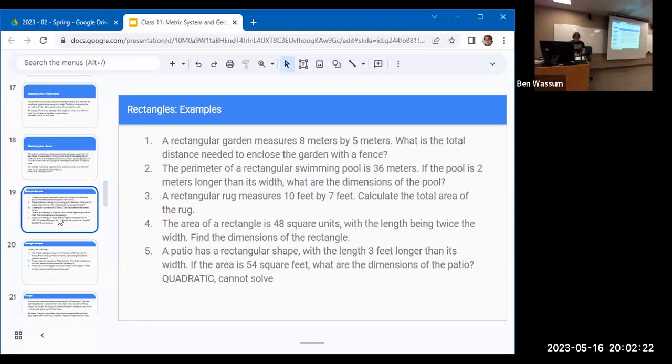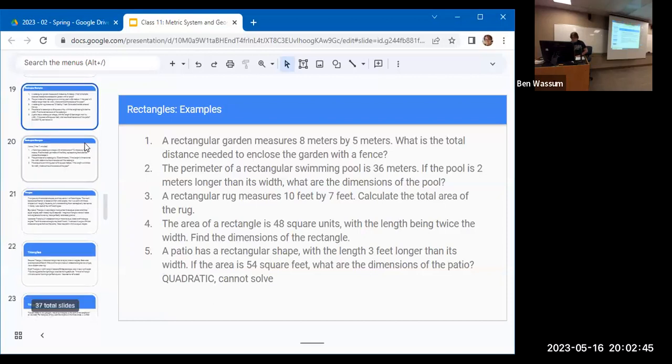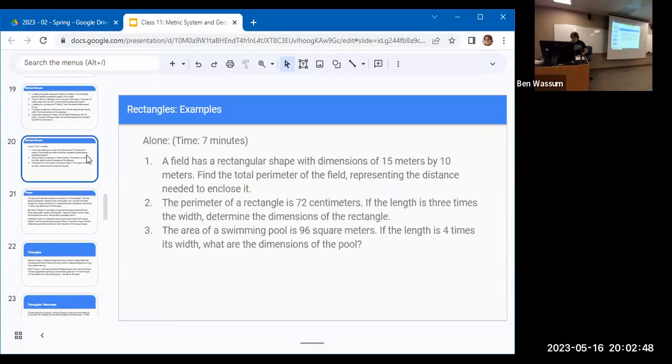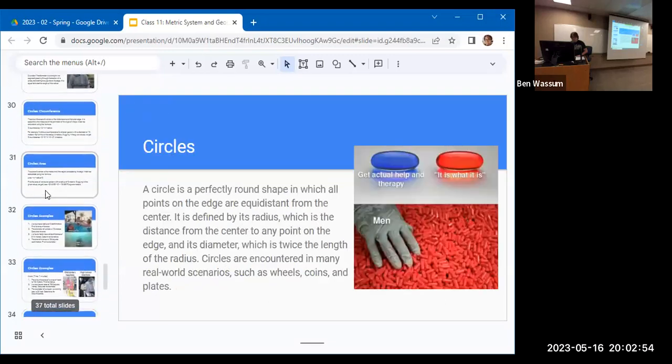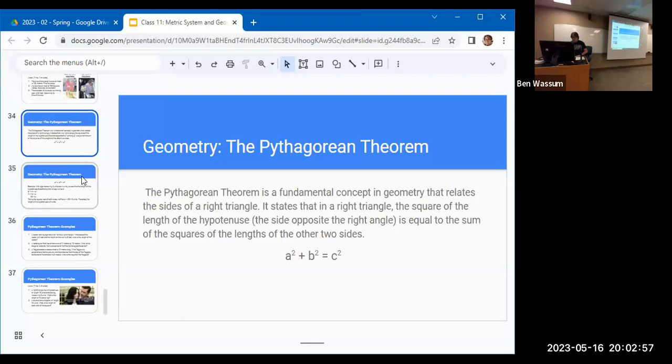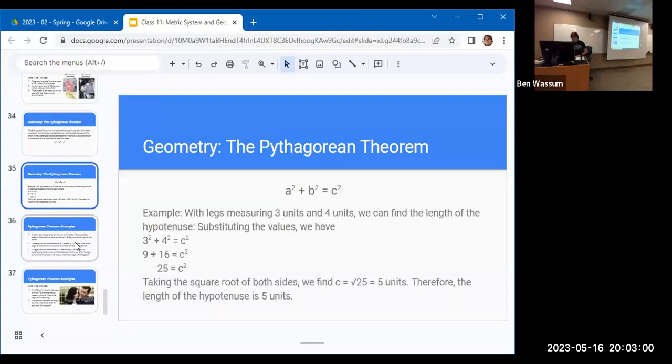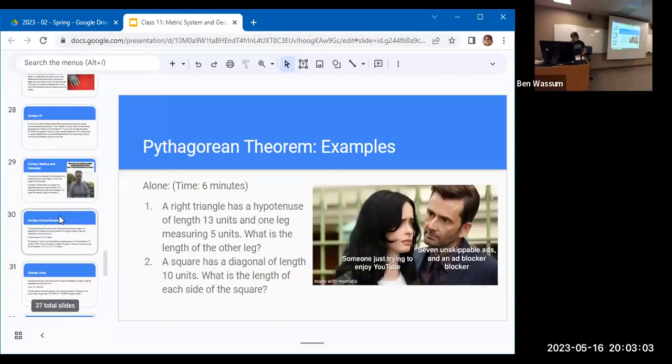So here's the thing. I'm starting to feel like crap. I want a nap. I think I caught a cold in the last couple hours. I'm very upset about this. So I'm going to call it good for tonight at rectangles. Next time, we'll come back, do some more examples on rectangles, then move on to types of triangles, circles. Oh, Pythagorean theorem. I forgot about that. We'll have a lot of fun with that.